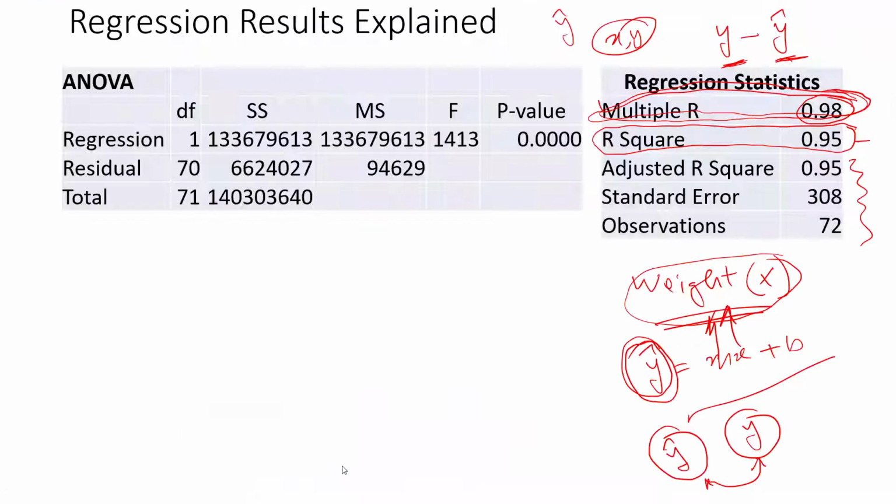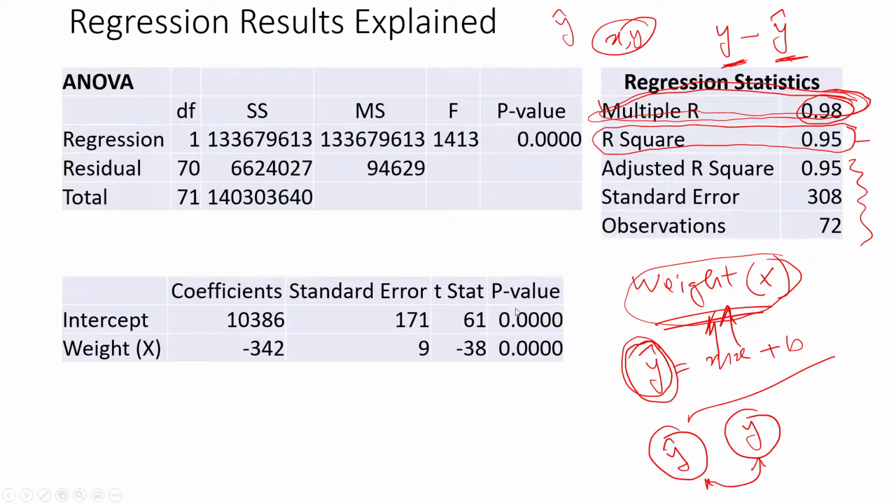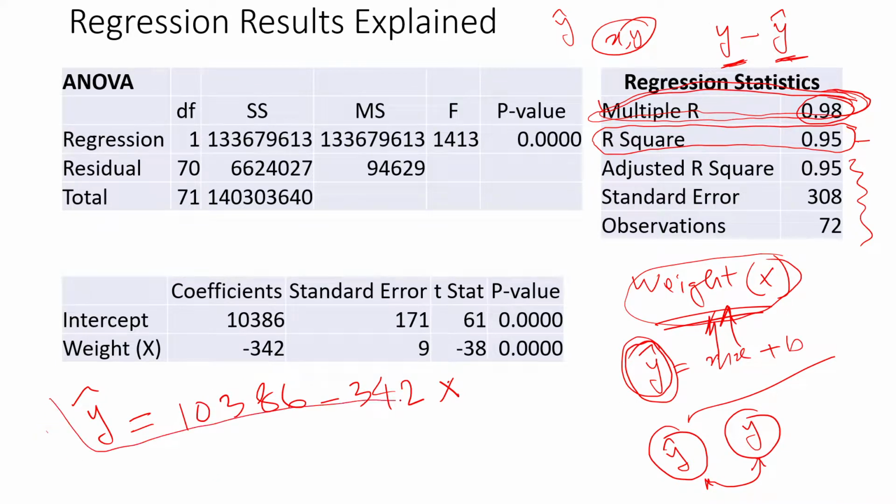So let's go back to our original cost estimation model. This is the third table that you get in Microsoft Excel. This table is the coefficient table. Basically this is the table that gives you the estimated regression equation, which is y hat, which is the intercept $10,386 minus the slope, which is 342 in this case, times the x variable. So this is our predictive equation. We can simply predict any cost or any price of a bike by putting its weight in this equation.